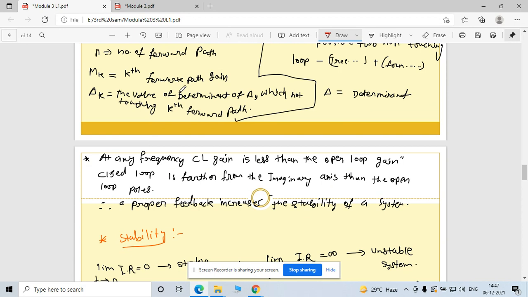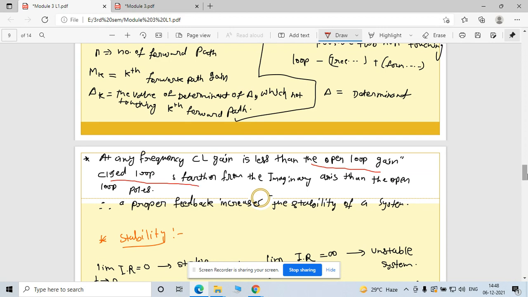Now what is the conclusion between this closed loop function and open loop transfer function? At any frequency, the closed loop gain is less than the open loop gain, right? For any frequency, your closed loop gain is less than your open loop gain, so that is one advantage. And the closed loop pole is farther from the imaginary axis than the open loop pole, so that is also very important.